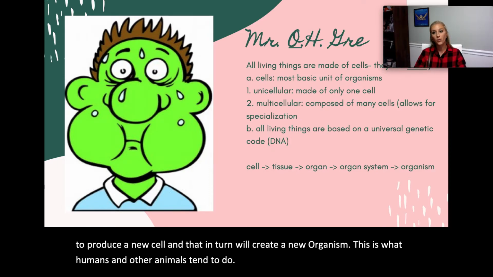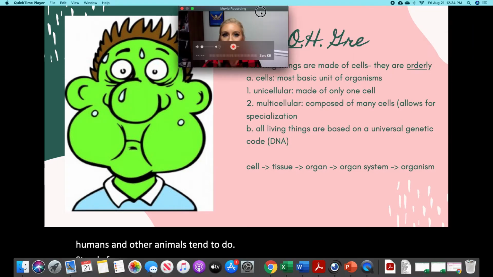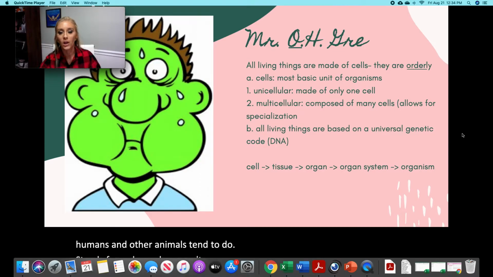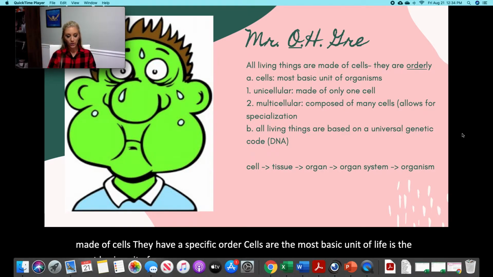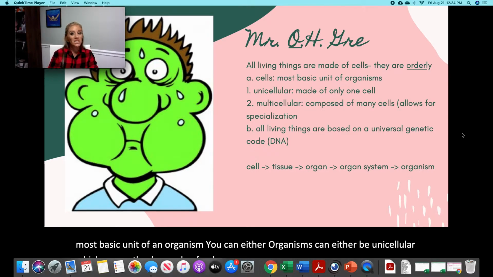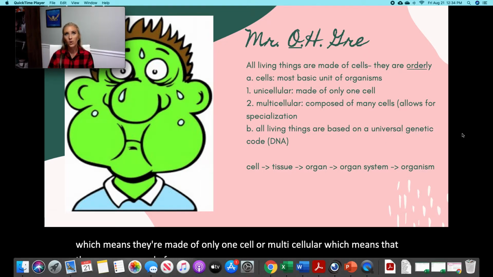O stands for order. Okay, order. All living things are made of cells. They have a specific order. Cells are the most basic unit of life. It's the most basic unit of an organism. Organisms can either be unicellular, which means they're made of only one cell, or multicellular, which means that they are composed of many different cells. And when there's a whole bunch of different cells, it allows for specialization.